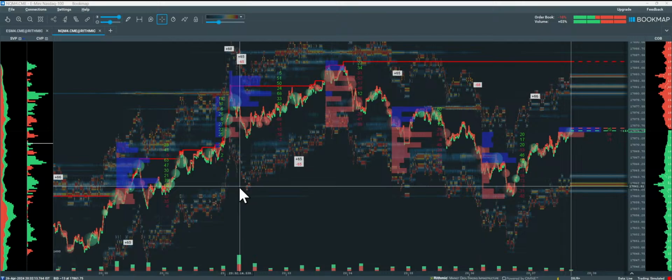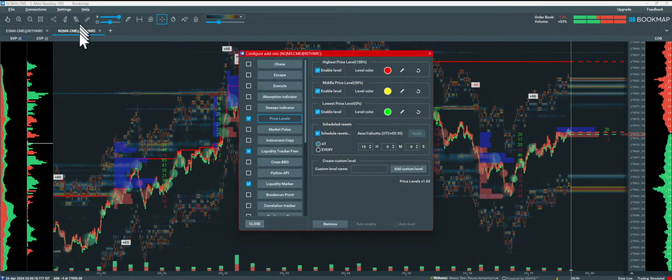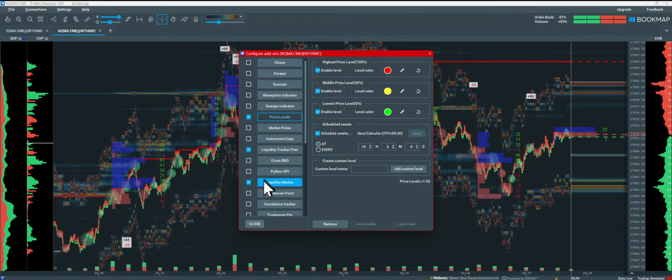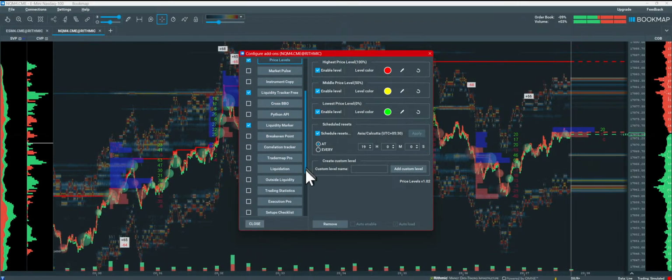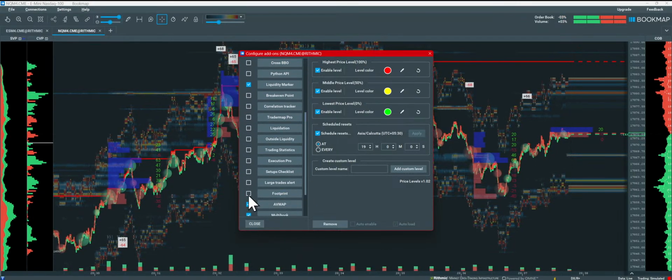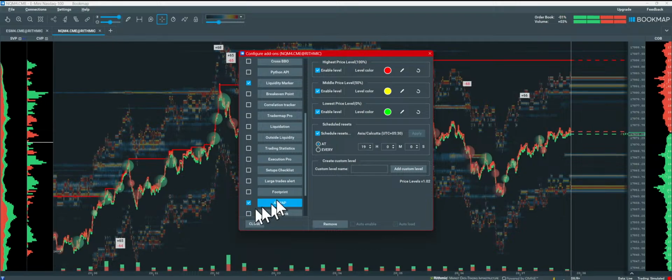So to start with, what we'll do is we'll take out the footprint from here. Okay, let's go down and take out the footprint, and we'll have just the heat map for now, and then we'll go one by one into how we can do the anchored VWAP.